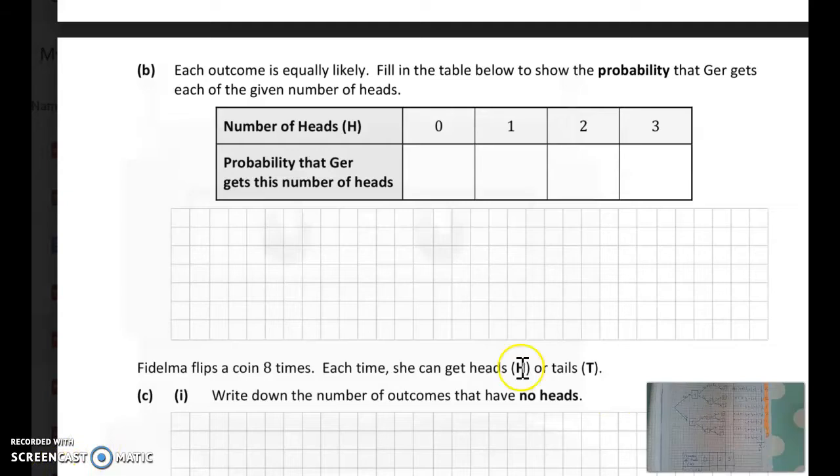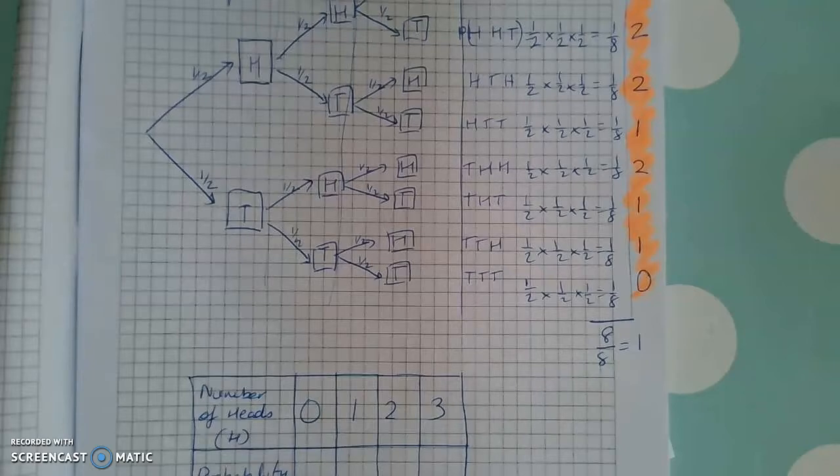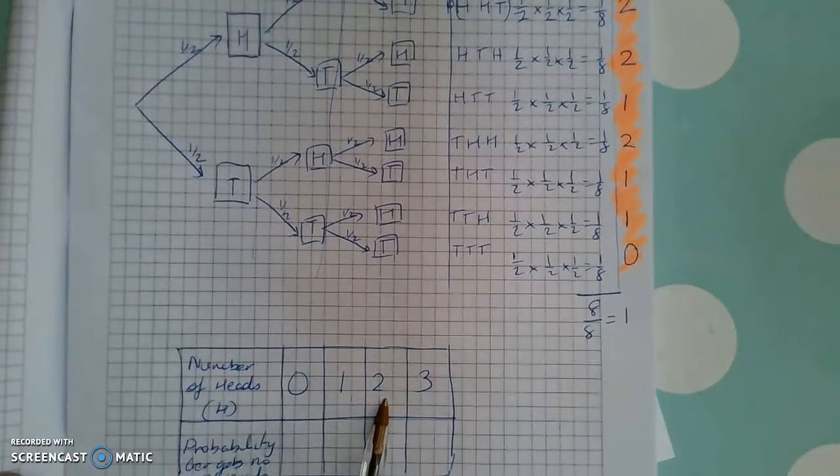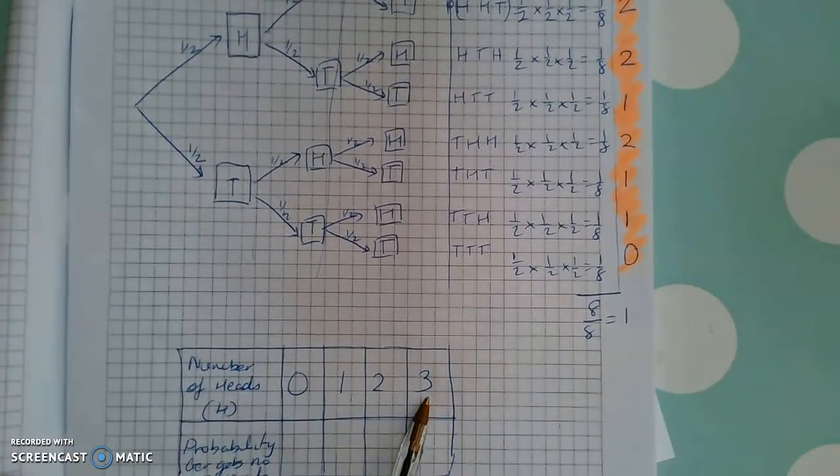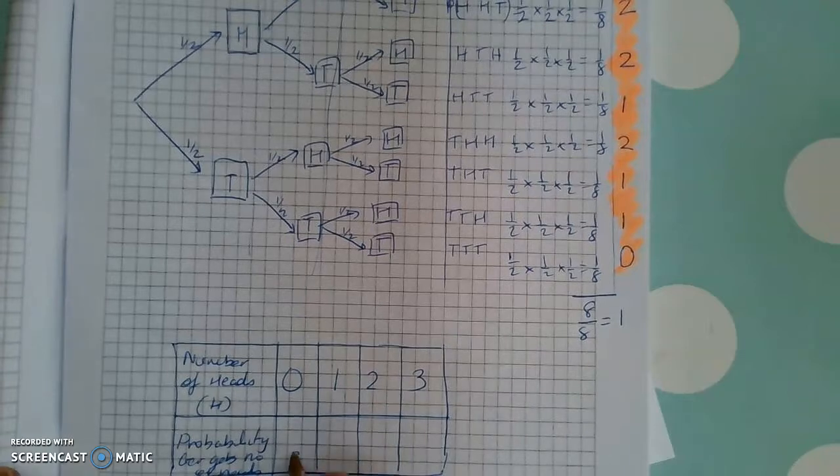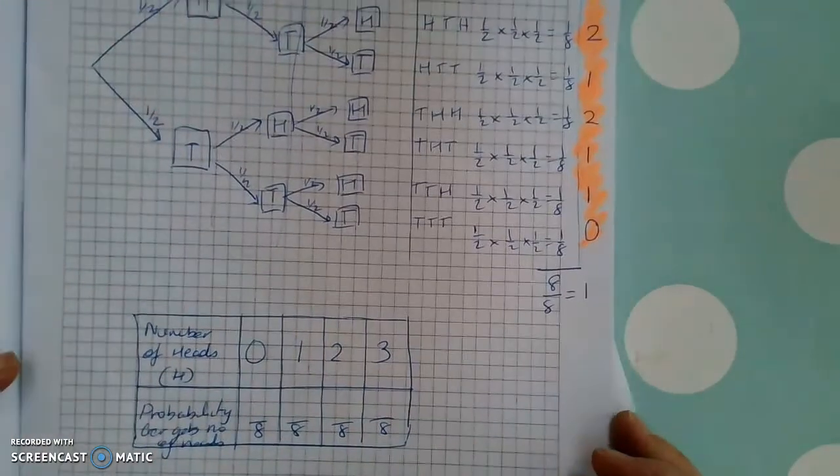Okay, so this question says, what's the probability that the number of heads is 0? What's the probability that the number of heads is 1? What's the probability that the number of heads is 2? What's the probability that the number of heads is 3? So there's 8 outcomes altogether. So the answer is always going to be over 8, okay?